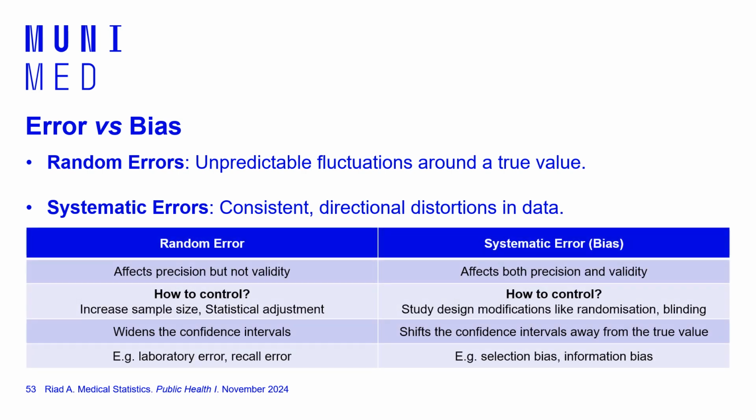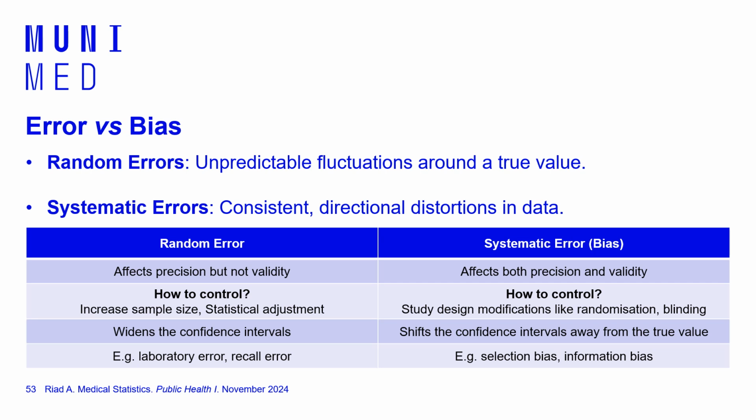So in this comparison, you can see what is a random error and what is a systematic error, or what we call the bias. The random error can affect the precision, but it will not affect the validity. So it will affect the reliability, but it will not affect the accuracy. However, the bias will affect both of them. The bias will affect both the reliability and validity.